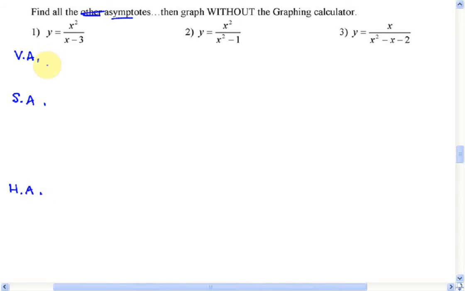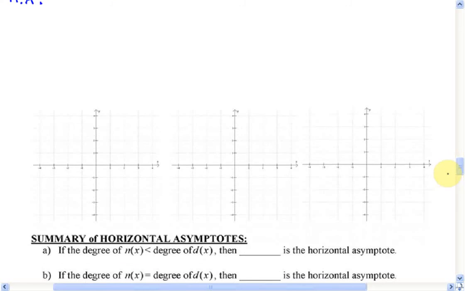Okay, let's do this one first. The vertical asymptotes. This is easy. How do I find that one? Set the denominator to 0. So make x minus 3 equal to 0. Solve for that. x equals 3. There's your vertical asymptote. And by the way, you see this little graph down here? Perhaps you want to actually draw in the vertical asymptote for me. So here's a vertical asymptote right here at x equals 3.